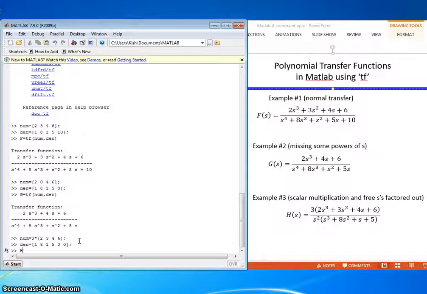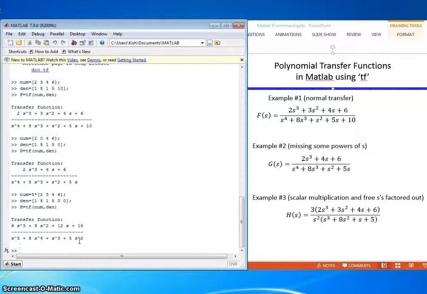Build our transfer function h equals TF, num, comma, den, and it checks. All right, obviously 3 times 2 is 6, 3 times 3 is 9, 3 times 4 is 12, 3 times 6 is 18. That all checks. And if we factored out 2 free s's, we'd be left with s cubed plus 3s squared plus s plus 5. So that works as well. This concludes the TF demonstration.